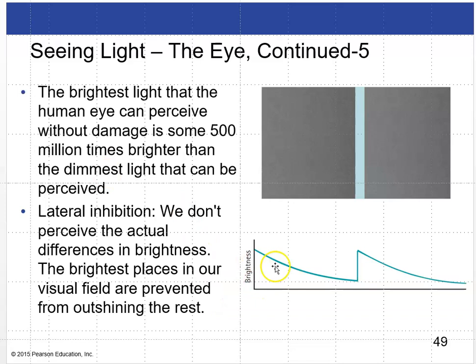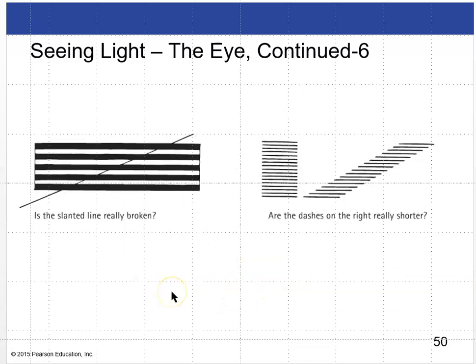This is kind of an optical illusion. Here's some more optical illusions for your enjoyment. This slant line is straight. You put a ruler on that, it's straight. But if you look at it, it looks like it's zigzaggy. These dashes are the same length as those dashes. You put a ruler on these, they'll be the same length as those.